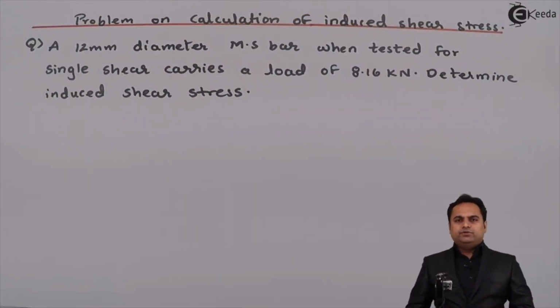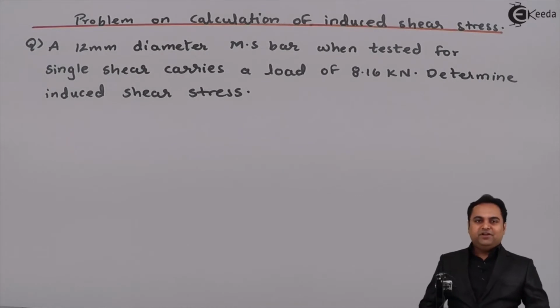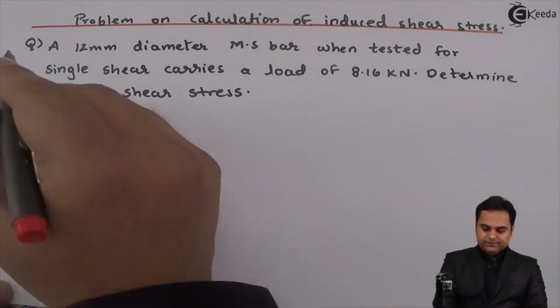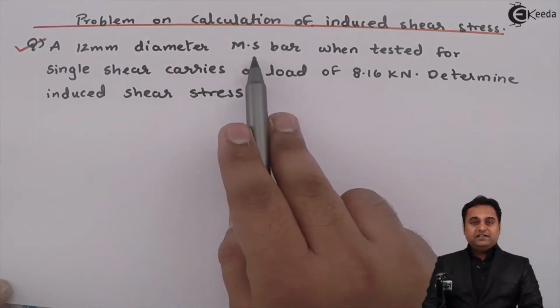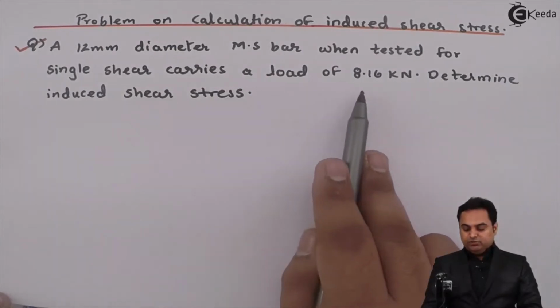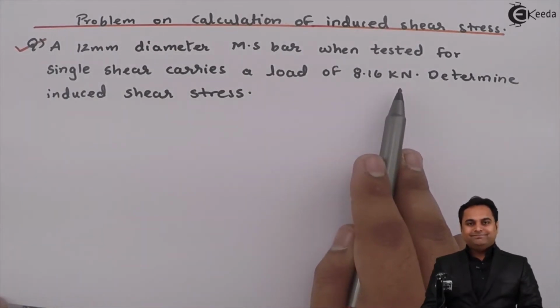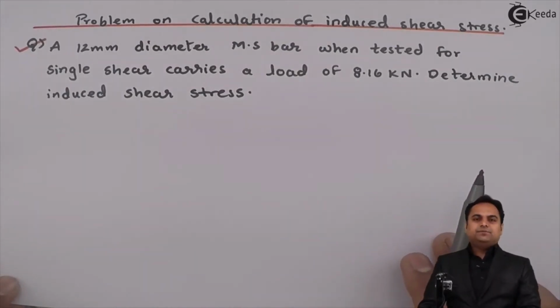In this video, we are going to see a problem on induced shear stress in a metal rod. For that, here we have a question. A 12 diameter MS bar made up of mild steel, when tested for single shear, carries a load of 8.16 kilonewton. Determine induced shear stress. So this is the problem.